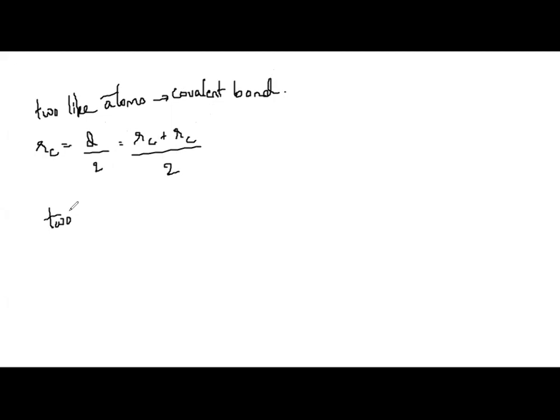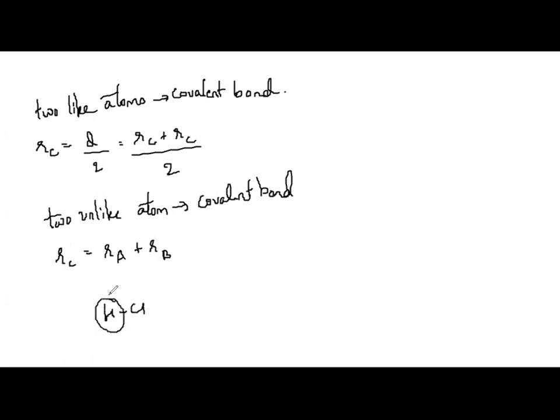But if the bond is between two unlike atoms, how do we define the covalent radius? We define it as the radius of one atom plus the radius of the other atom, because both radii will be different. For example, take HCl: one is hydrogen, another is Cl, and both radii are not the same. Minus 0.09 times (x of A minus x of B). X of A stands for the electronegativity of atom A, and x of B stands for the electronegativity of atom B. This relation was given by Stevenson. This is how we determine the covalent radius.